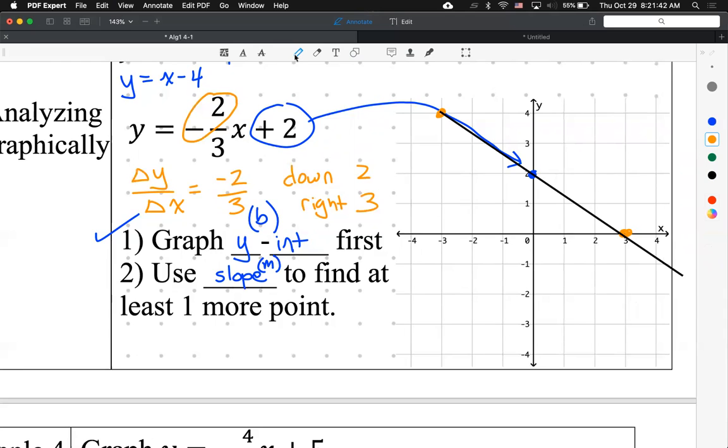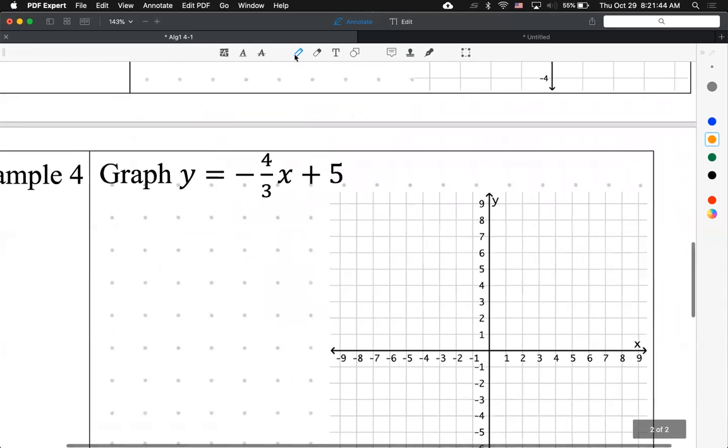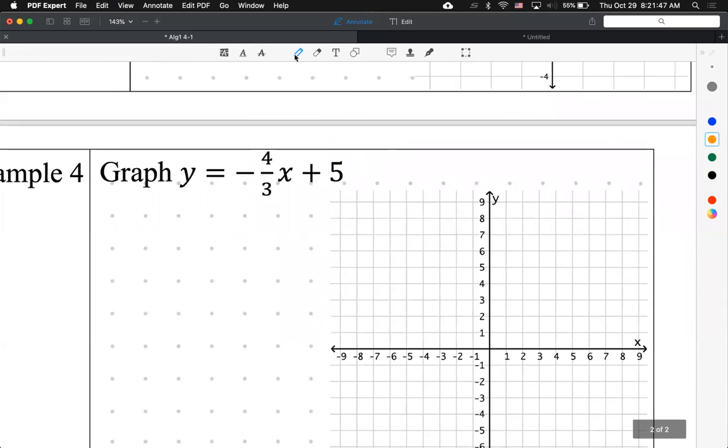Alright, I'm moving on to the back side. Example number 4. I'm going to graph -4/3 x plus 5.